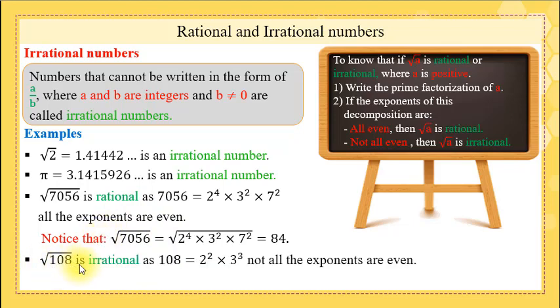Radical 108 is an irrational number. 108 equals 2 power 2 times 3 power 3. Here the exponents are not all even. We have only one even, but the second one is odd. Therefore, radical 108 is an irrational number. Another way, we can simplify radical 108 to get 6 radical 2. And we know radical 2 is irrational. Therefore, 6 radical 2 is irrational. This is another way to say if radical 108 is rational or irrational.